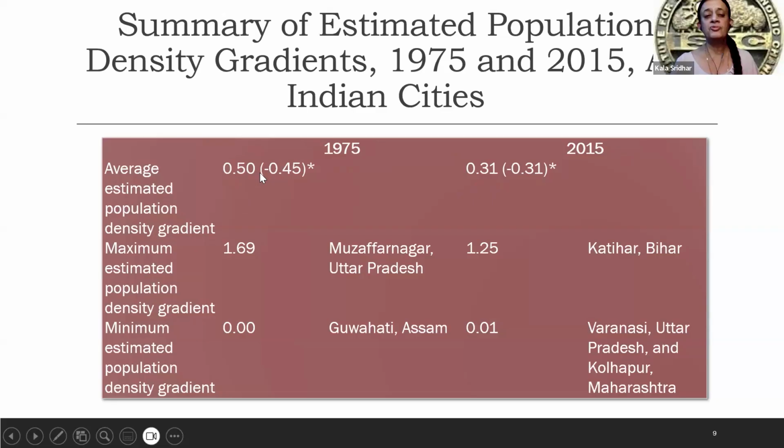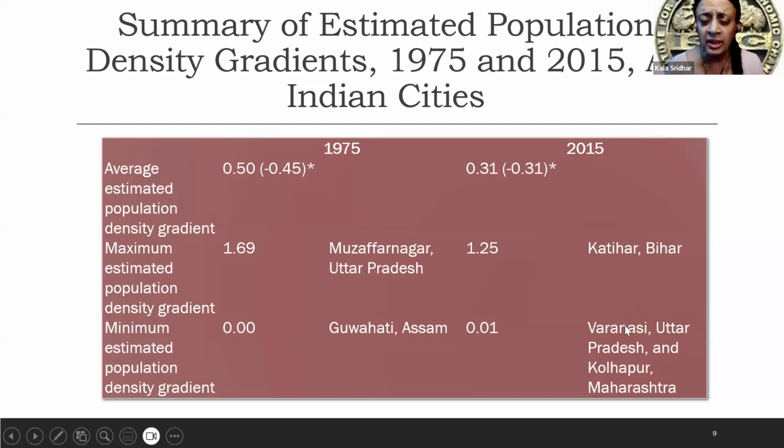This indicates that there was a 50% reduction. So this is a log linear function. You remember when we estimate this in the form of OLS? The log linear function enables us to interpret this as a percentage change. So 50% decline in population density as one moves away a kilometer from the city center as defined here, right? So that was 1975. In 2015, India's cities basically became flat in the sense that there was only a 31% decline in population density as one moved 1 kilometer away from the city center, right?